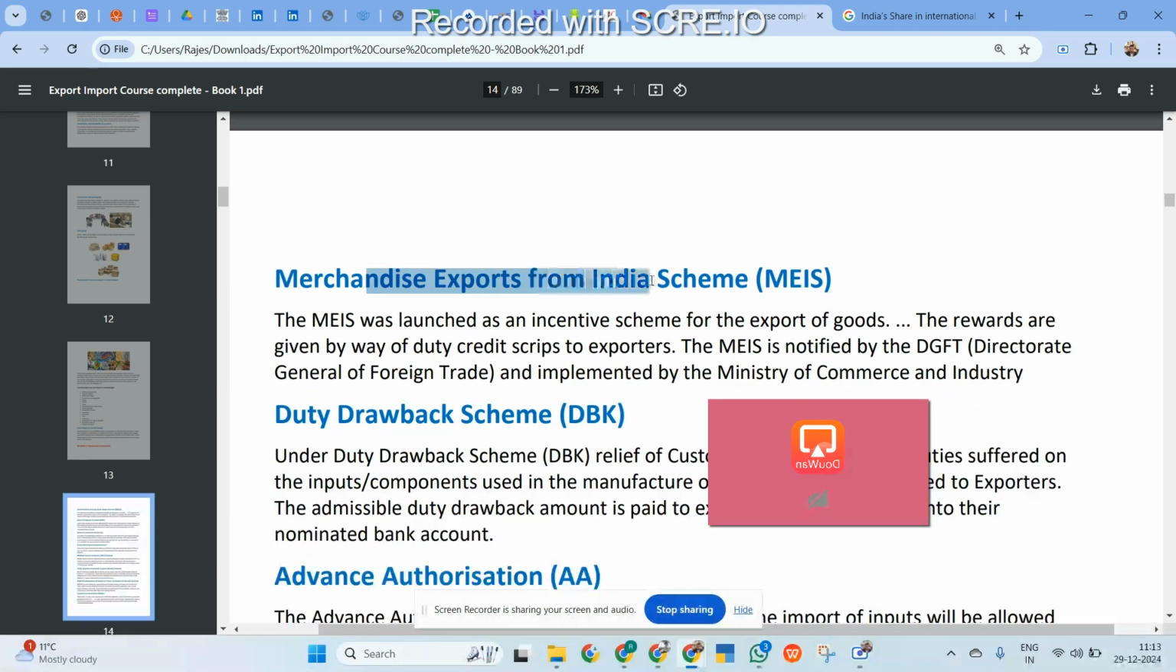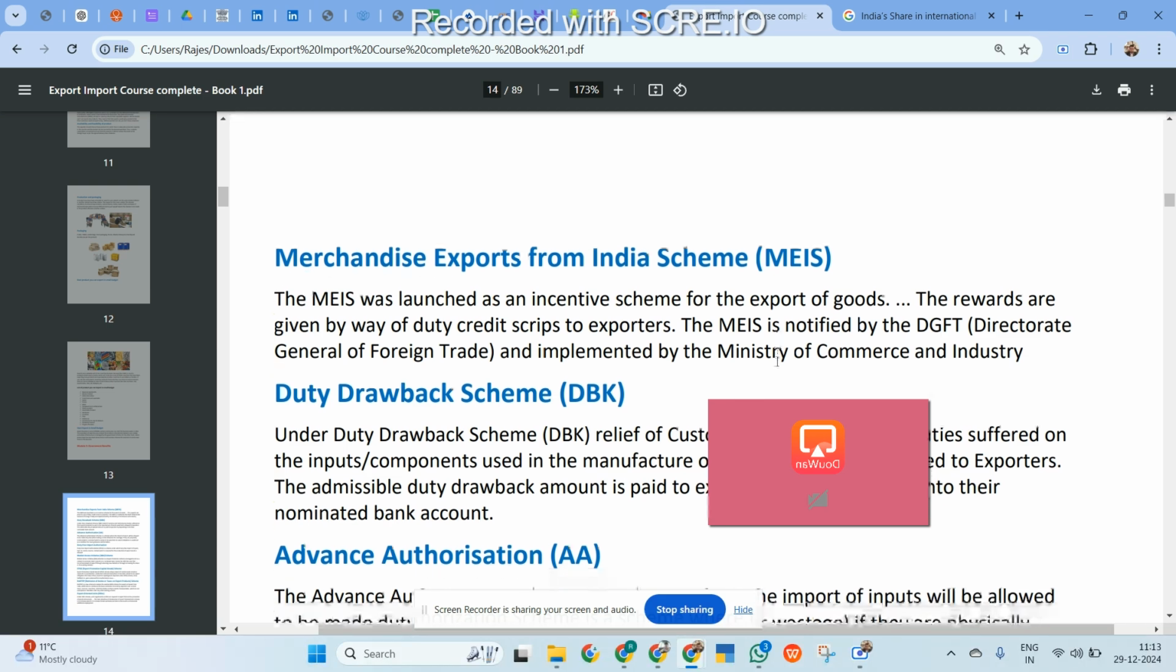Merchandise Export Scheme (MEIS), that is currently stopped by the government and replaced by RoDTEP. But yes, this is an incentive scheme launched for exporters. The rewards are given by way of duty credit scrips to exporters. The MEIS is notified by the DGFT, Director General of Foreign Trade, and implemented by the Ministry of Commerce and Industry.